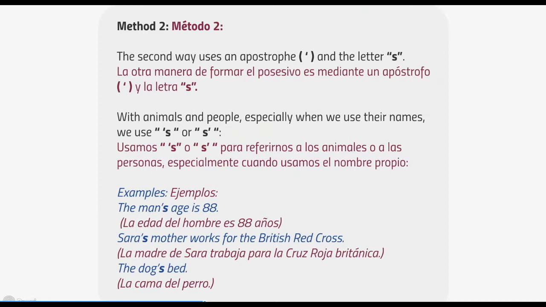Method 2. The second way uses an apostrophe and the letter S. With animals and people, especially when we use their names, we use apostrophe S or S apostrophe. Examples. The man's age is 88. Sarah's mother works for the British Red Cross. The dog's bed.